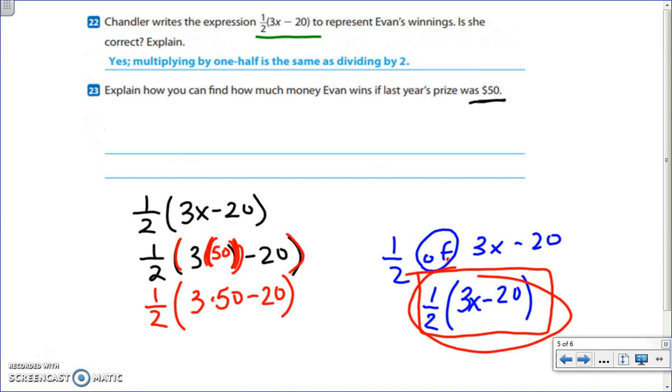Now, I still have grouping symbols, and so I'm going to continue to follow order of operations inside those grouping symbols. I have two operations, multiplication and subtraction. In order of operations, multiplying and dividing comes before addition and subtraction, so I'm going to write down everything exactly the same way again, and I'm going to change this multiplication part into 150. Okay, 1/2 times 150 minus 20.